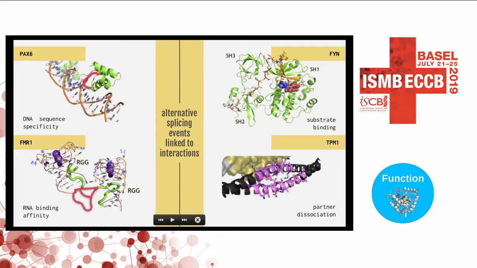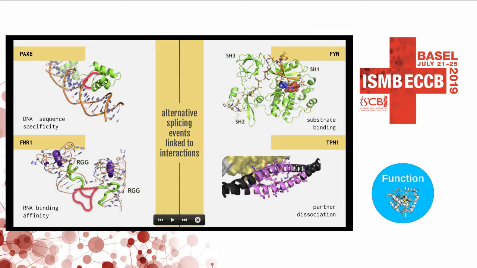So here we have four examples in which alternative splicing events regulate protein interaction. In this case, it's protein interactions with DNA, RNA, with ligands, and also with other proteins. And for example, in the first example, when the exons that are shown in red change between isoforms, what is changing is the DNA sequence specificity. That means that different protein isoforms bind different sequences in the DNA.